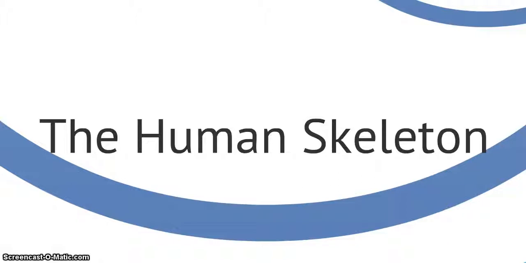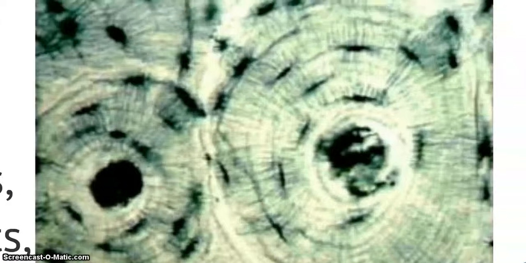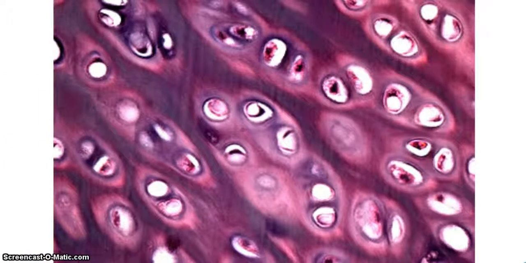So this is a look at the human skeleton, specifically using something called a Euler diagram to examine the bones making up the human skeleton. First off, just to recap, the human skeleton is a system of bones, cartilage, ligaments, tendons and other tissues that are linked together. Bone tissue looks something like that. Cartilage looks something like that. Ligaments, it's not a great picture, but something like that, and tendons.